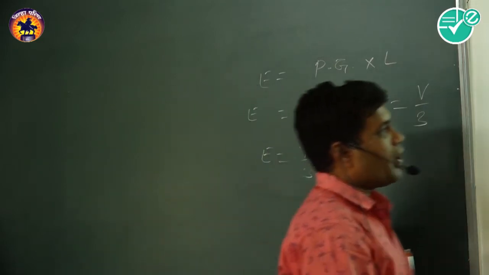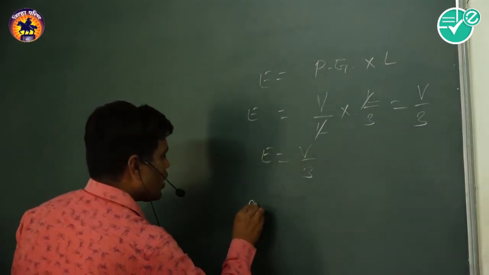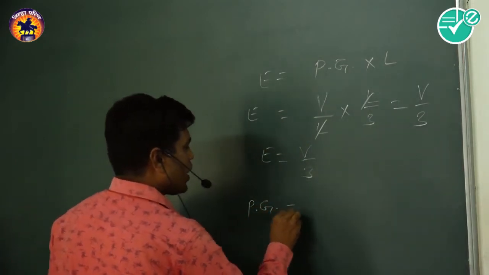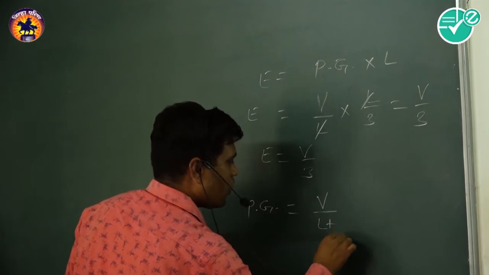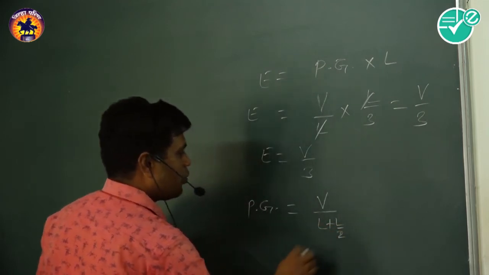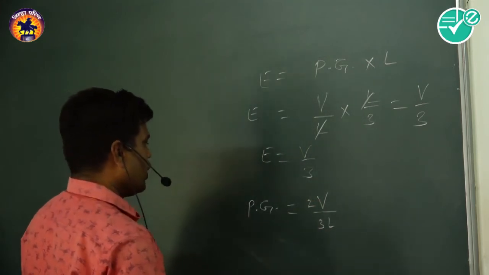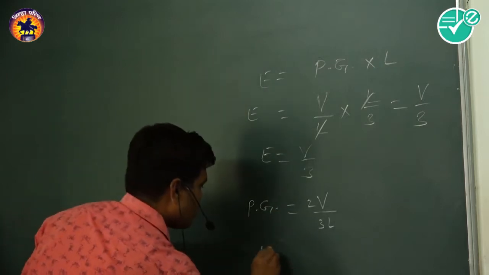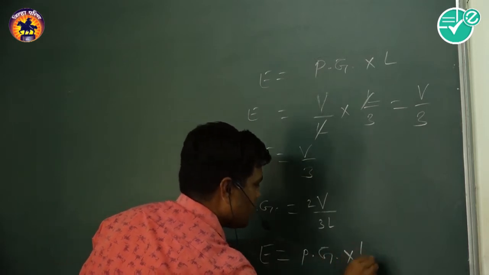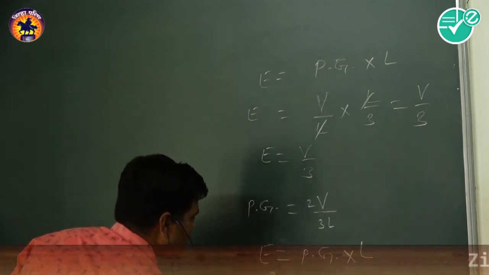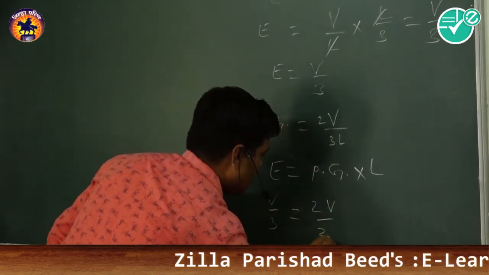Now what will happen if you increase the length of the wire by L by 2? In this case the potential gradient will be V over the initial length L plus L by 2, which becomes 3L by 2. So in this case the potential gradient will be 2V by 3L. Now this is the potential gradient. So E is equal to, as we know the formula, potential gradient into length. So here E is equal to V by 3, and the potential gradient for this case is equal to 2V by 3L.